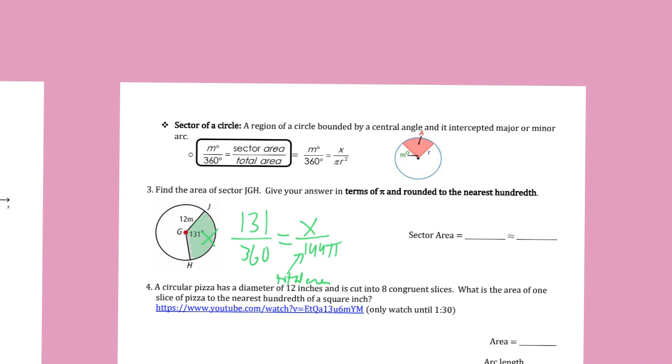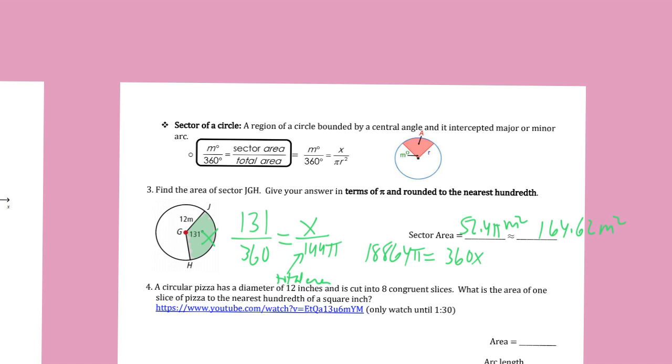I'm just going to multiply times 144 and carry the pi along. So you get a very large number. It's 18864 pi equals 360x. I'm going to divide both sides by 360. So if I take 18864, just the numbers, and divide by 360, I'm going to get 52.4 pi, and that's going to be in meters squared. And if I take 52.4 times the pi key, the area is actually going to be 164.62, and that's going to be meters squared.